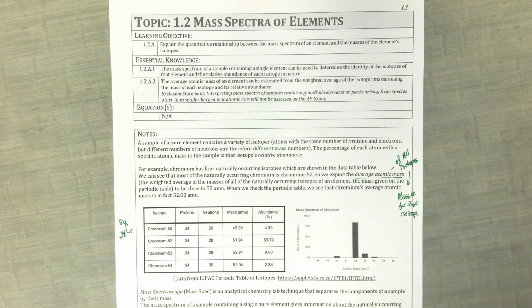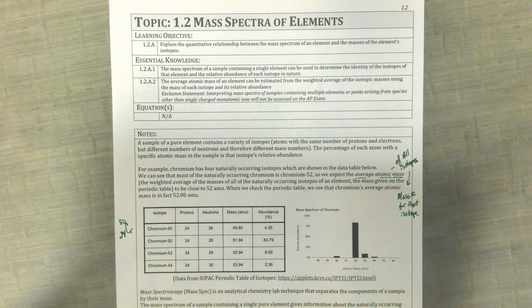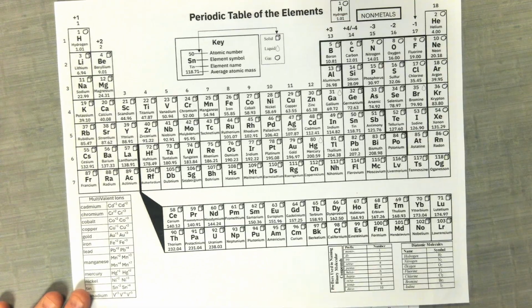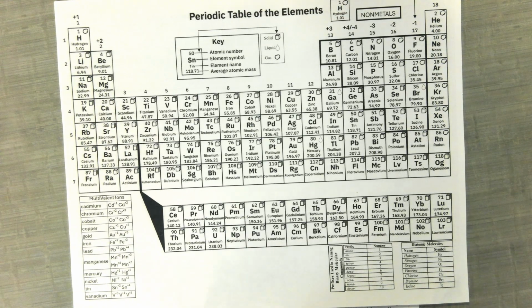Welcome to topic 1.2, mass spectra of the elements for AP chemistry. All right, let's get into it. Mass spectra of the elements is really a fancy way of saying figuring out the atomic mass unit of our elements on the periodic table.